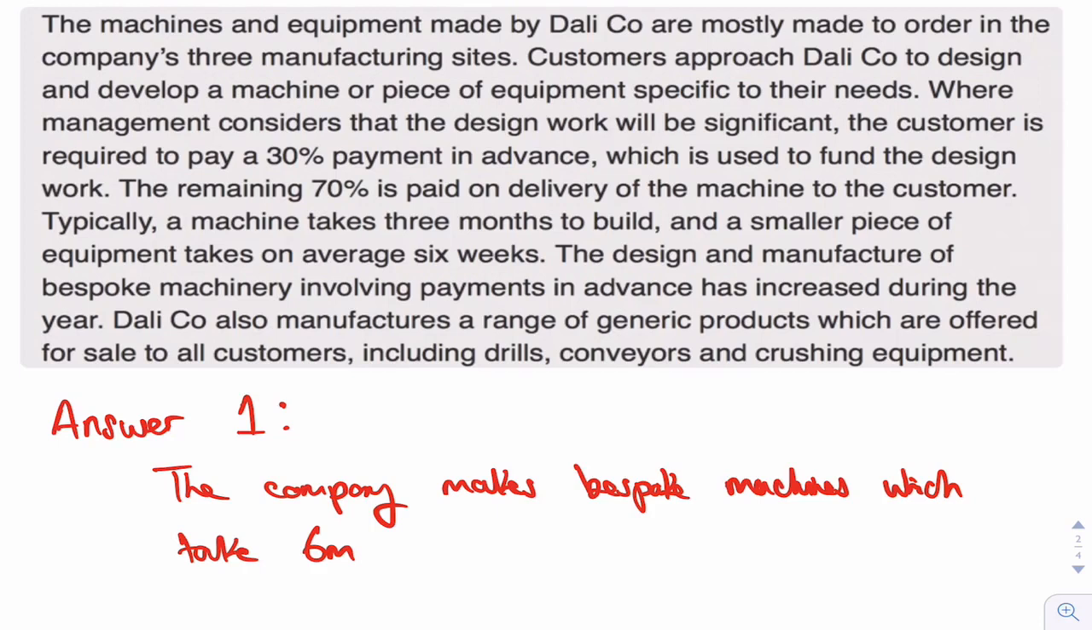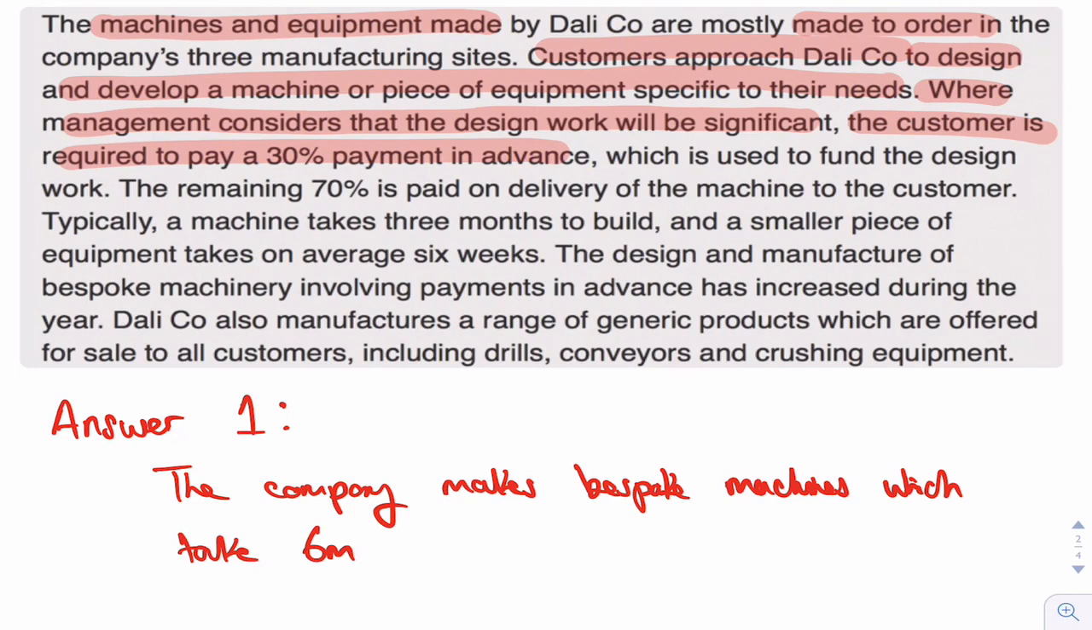Welcome back. Let's have a look at this question then. We're trying to identify business risks. So we've got some machines and equipment made to order. Customers approach us to design and develop a machine specific to their needs. Where we consider that the design work will be significant, the customer pays us 30% in advance.